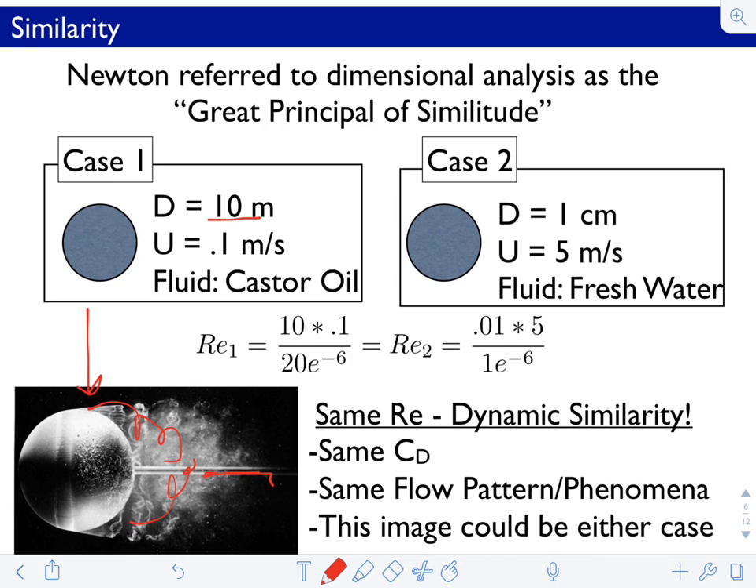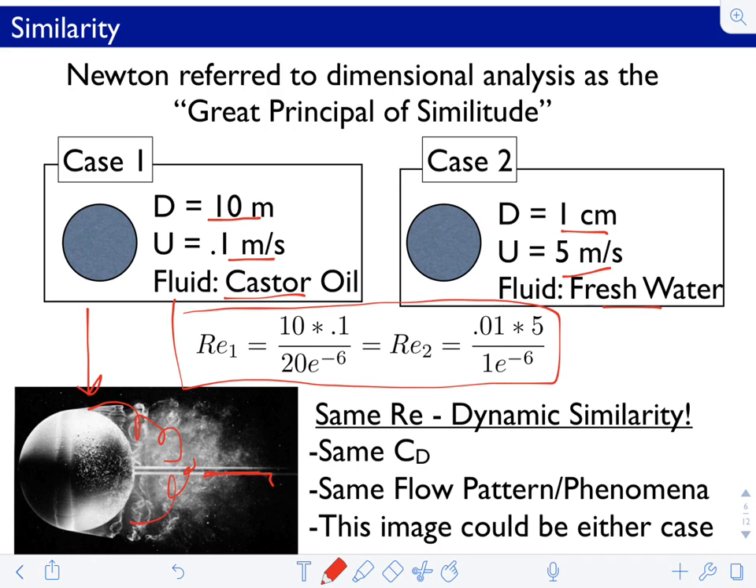The sphere could be 10 meters. The fluid could be moving 0.1 meters per second. The fluid could be castor oil. Or the sphere could be a centimeter in a flow of 5 meters per second of fresh water. Both of those achieve the same Reynolds number. The two Reynolds numbers are exactly the same.